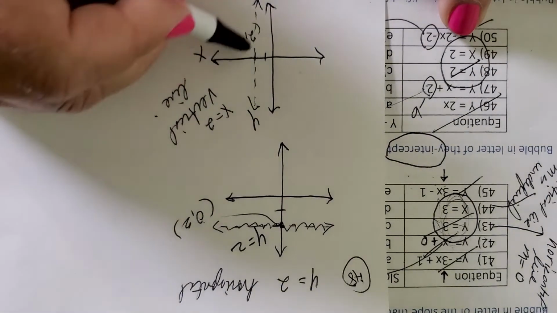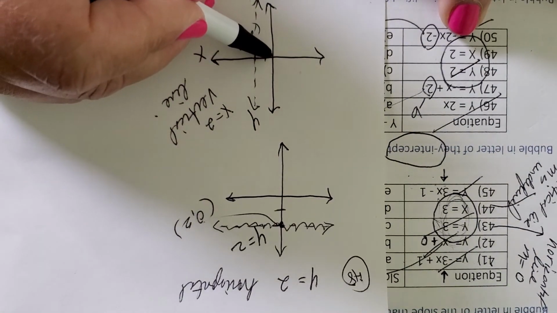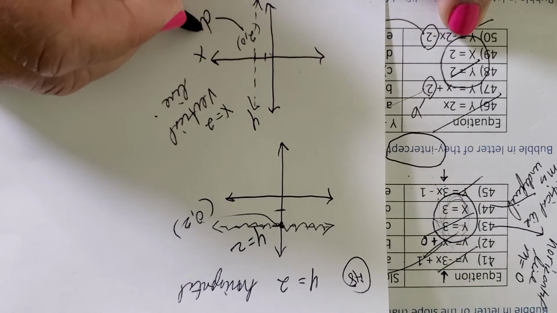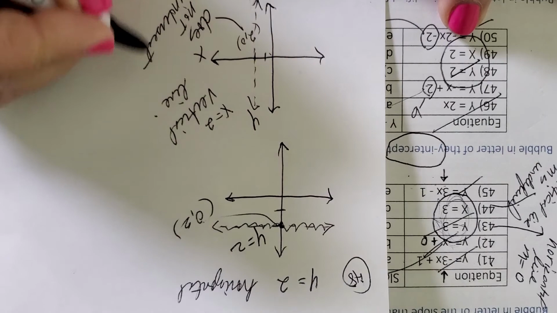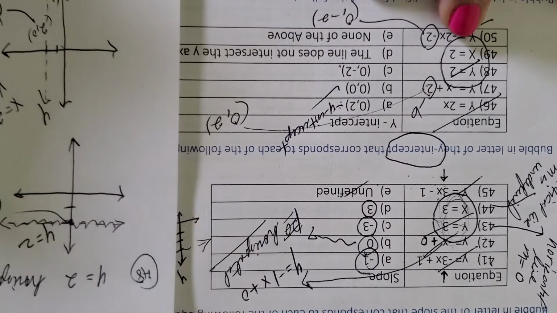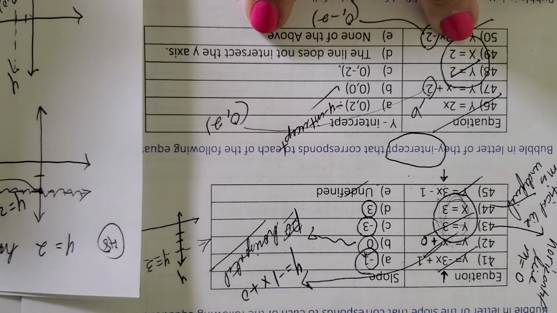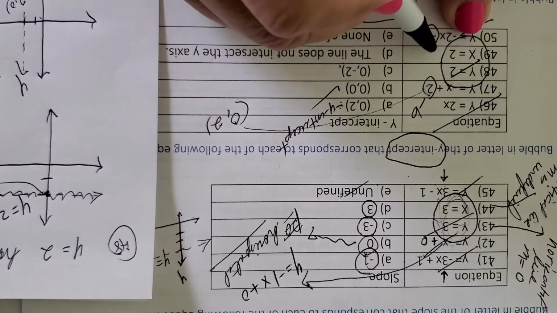So that means, what is the y-intercept? Where is this line intersecting the y-axis? It does not intersect the y-axis. So let's see if the answer is here. No, the line does not intersect the y-axis. So for here, the answer would be D.